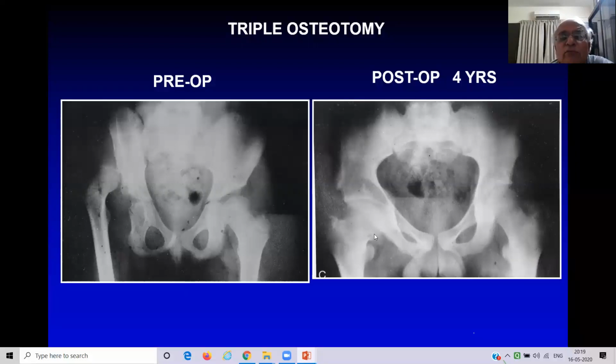Look at the hip, almost like a normal hip, except they do have a certain degree of coxa vara and a little bit of partly deformed type of head, but they do work very well. Even if they come at the age of 40 or 50, it becomes much easier. So this is an example of a triple osteotomy.